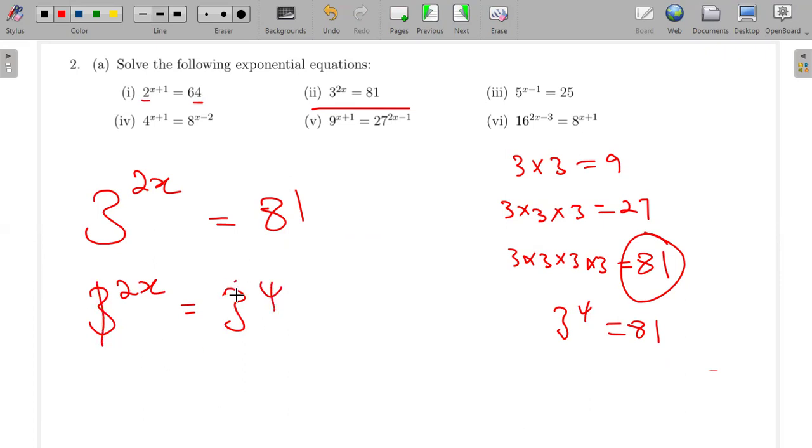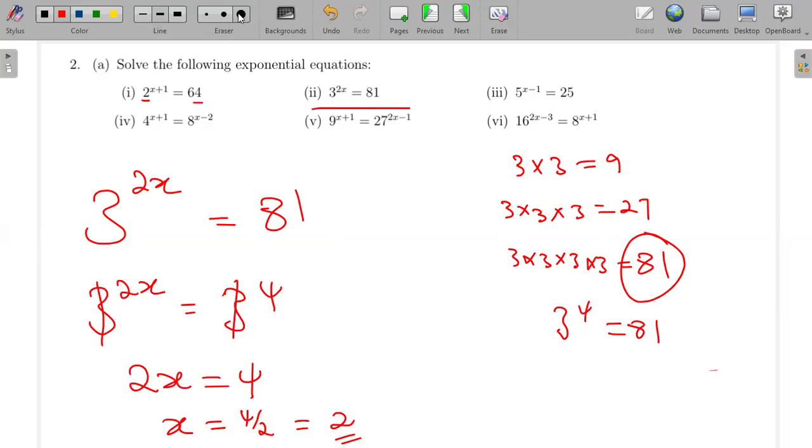And then I'm going to cancel out the bases. So it will be 2x is equal to 4, which will just be x is equal to what? 4 over 2, which will just be 2. Okay, so x there is equal to 2.